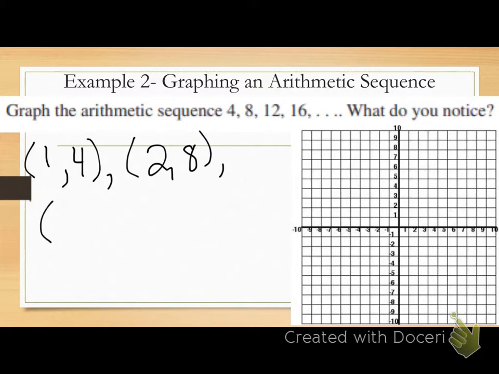Third ordered pair, shout it out. 3, 12. Fourth ordered pair. 4, 16. Everyone good with that? And then these would keep going on and on and on. So I'm just going to graph those ordered pairs. Right 1, up 4. Right 2, up 8.